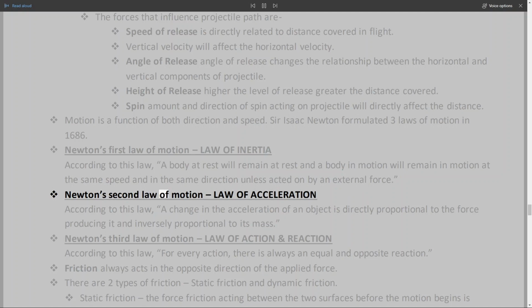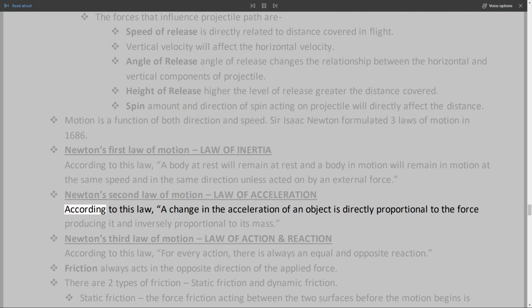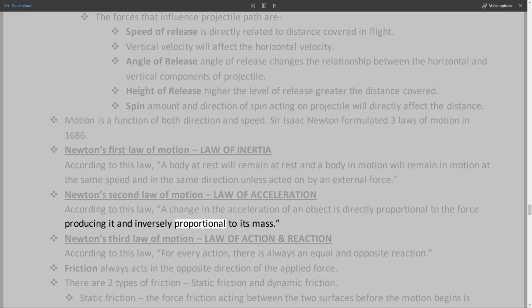Newton's second law of motion, law of acceleration: according to this law, a change in the acceleration of an object is directly proportional to the force producing it and inversely proportional to its mass. Newton's third law of motion, law of action and reaction: for every action, there is always an equal and opposite reaction.